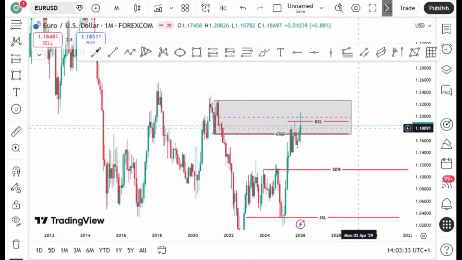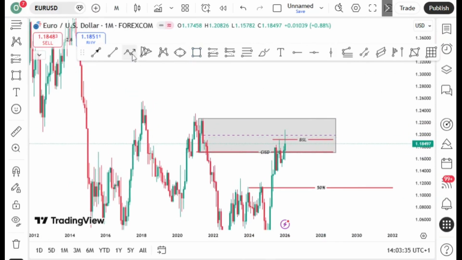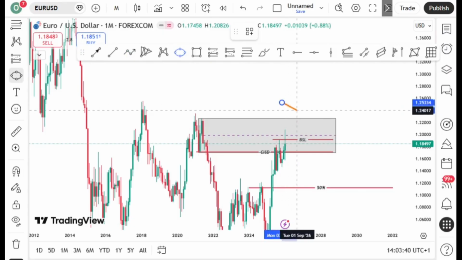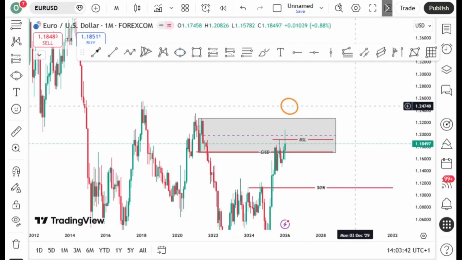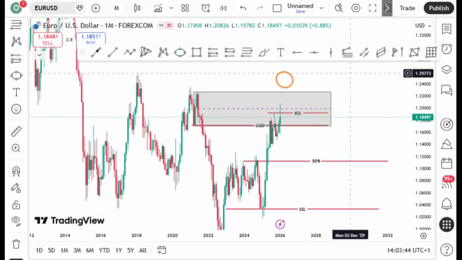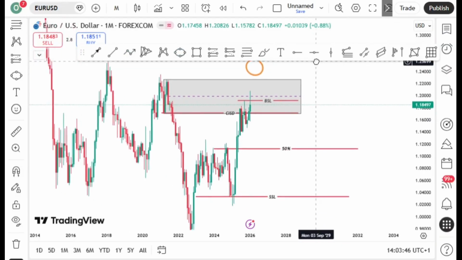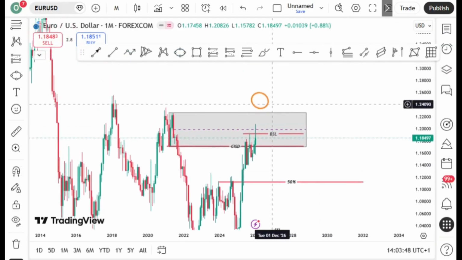So by Monday or by Tuesday, if market breaks higher than this, it means this trade is actually invalid. So now, what would I be looking for? I'll be looking at my daily.